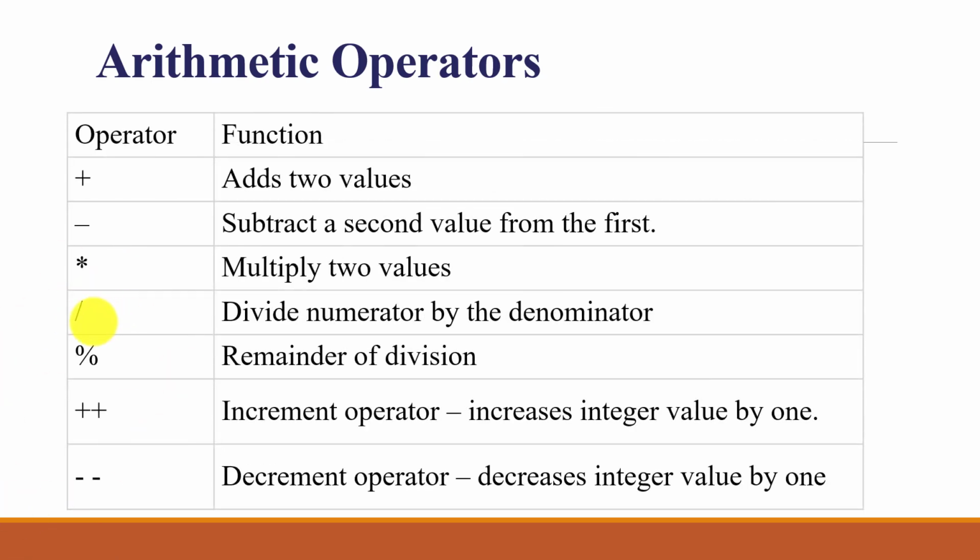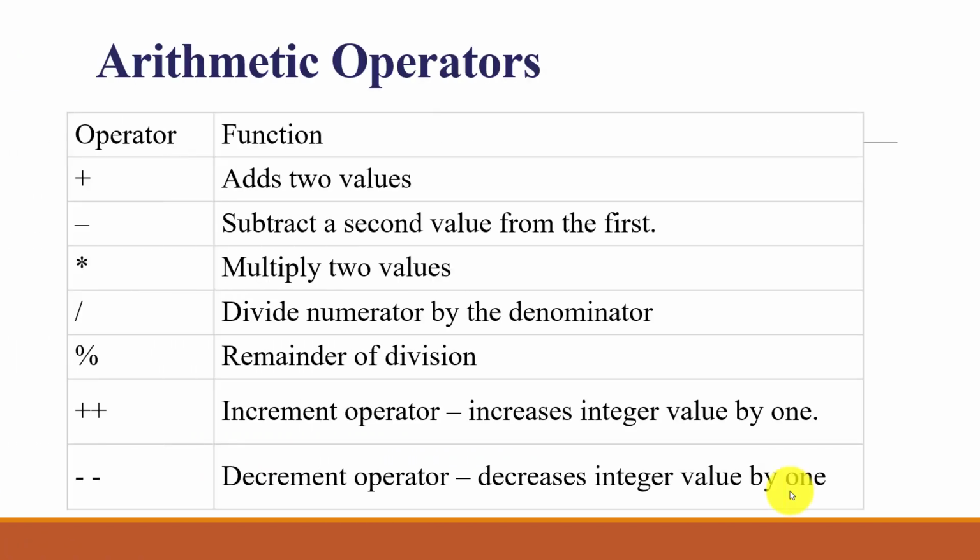These are all the basic arithmetical operators, and they work specifically on binary operands. Plus, that is we can add, minus, multiplication, division, and modulus, which gives the remainder. Plus plus and minus minus are the increment operator and the decrement operator. These two operators also come under arithmetical operators. With increment, we increase the integer value by 1, and with decrement, we decrease the integer value by 1.